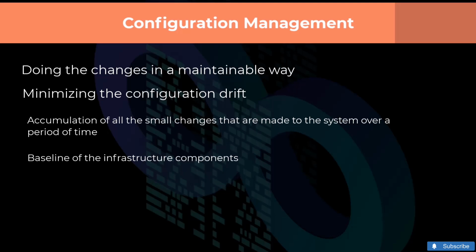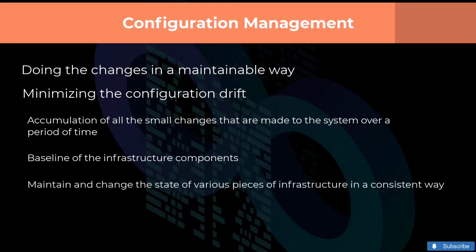If you think about it, every time someone logs onto the system and makes a change, there's a chance that they have now made that system different from other systems that you manage, when it should have been standardized. So configuration management is all about maintaining and changing the state of various pieces of infrastructure in a consistent, maintainable, and stable way. It is about doing all those things in an automated fashion. Drift is all about the accumulated changes between the point where we started and the point where we are today, and configuration management will help us minimize that drift by rolling out changes and managing configurations across a complex infrastructure in an automated and centralized way.